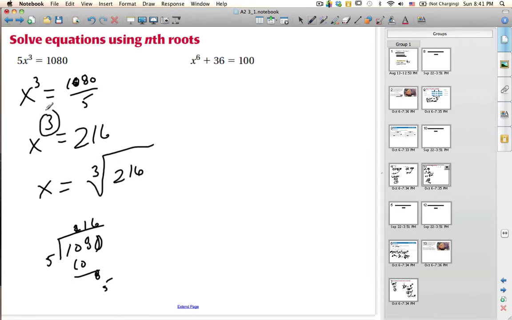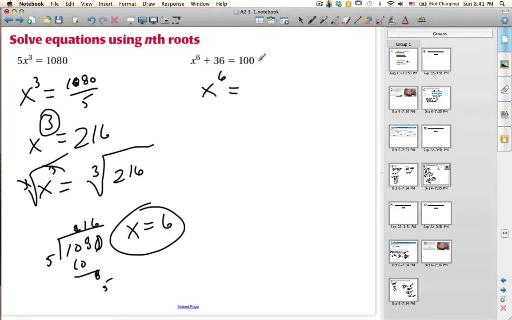So again, how do I solve for x when I have x to the third power? Remember, when the power of the root and the power of the exponent match, then I just get the radicand. So in this case, x would be equal to 6. Right? Again, I would want to isolate the root. X to the 6th power would be equal to 100 minus 36, which would be 64. X is going to be equal to the 6th root of 64. And in that case, that's going to be plus or minus 2.